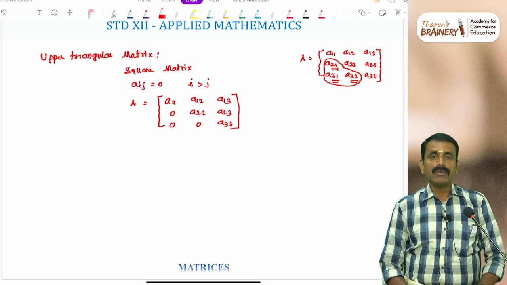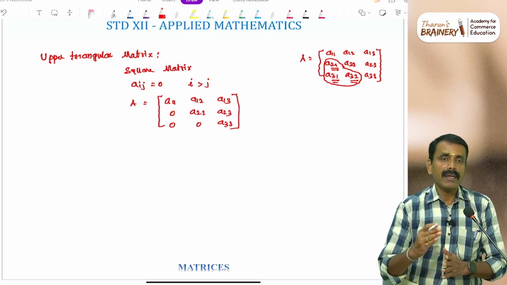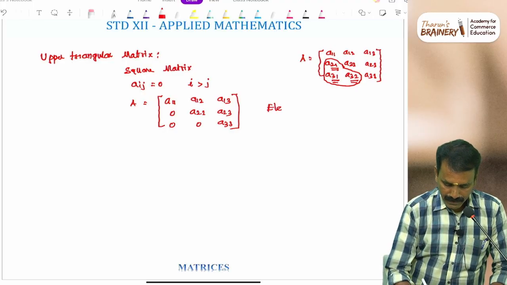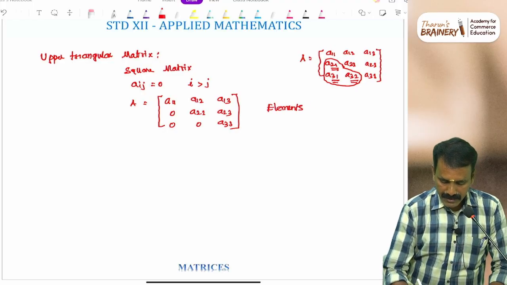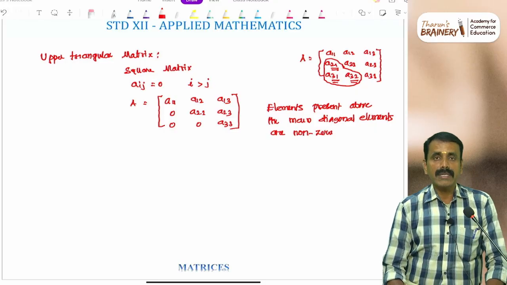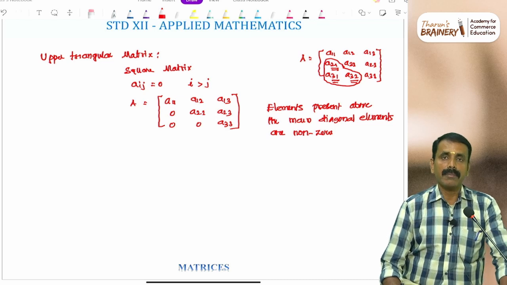So the elements or the entries present above the leading diagonal or main diagonal, along with the main diagonal elements, are non-zero. Then it is called an upper triangular matrix.